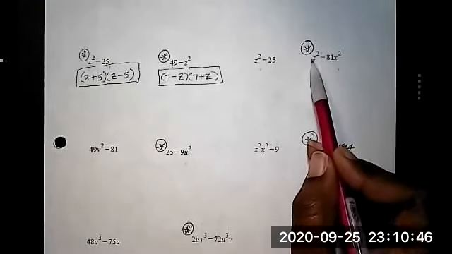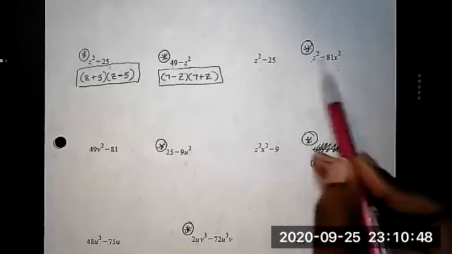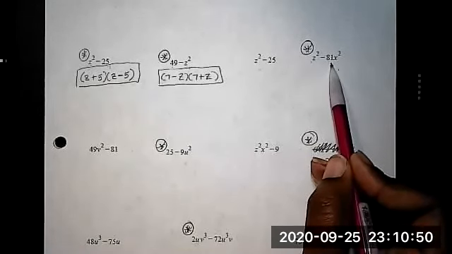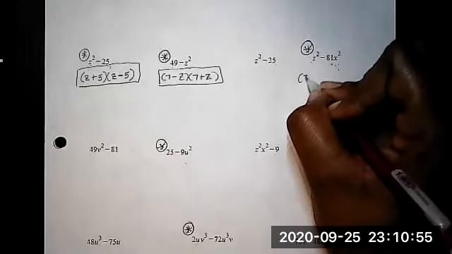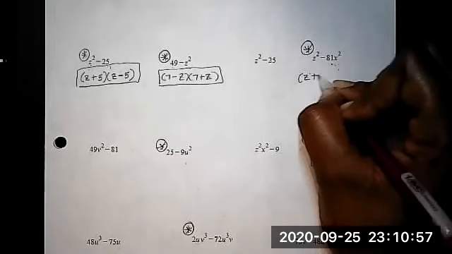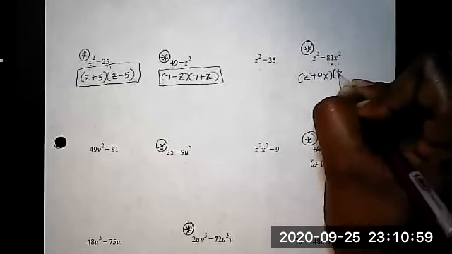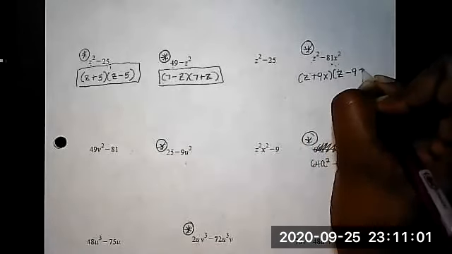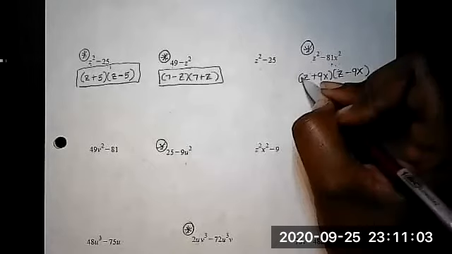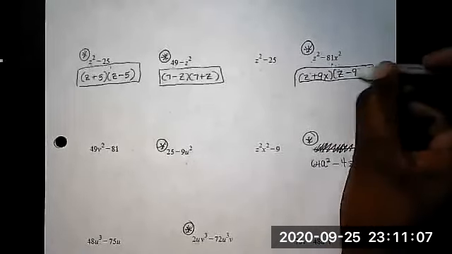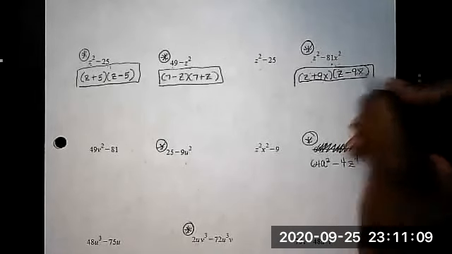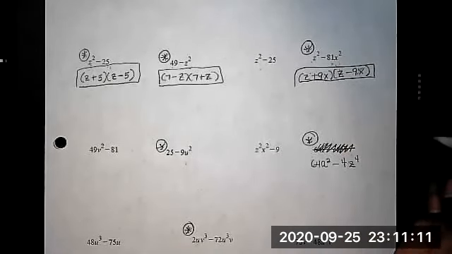What about here? z squared is z times z. 81x squared is 9x times 9x. So this one would be z plus 9x, z minus 9x. All right. Okay, so again, it has to be a perfect square in order for it to come out correctly.